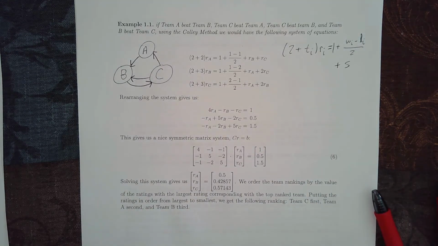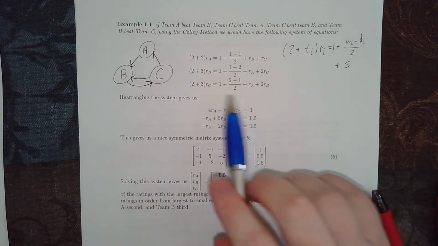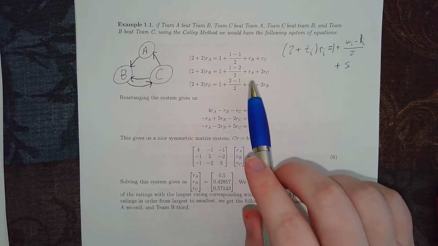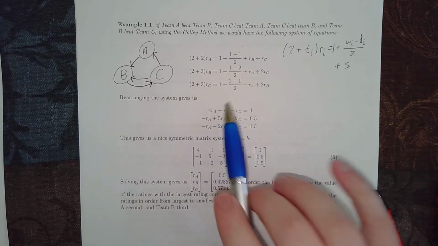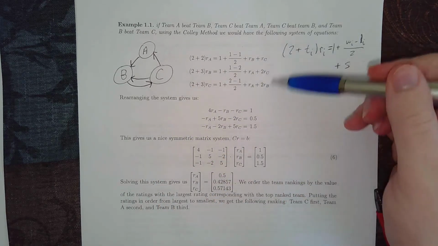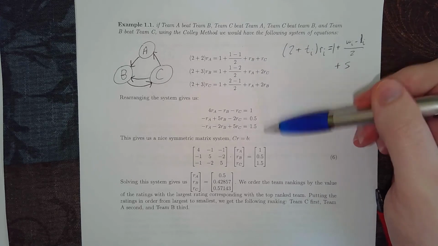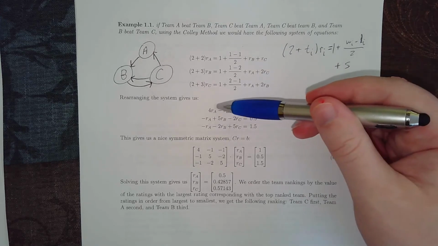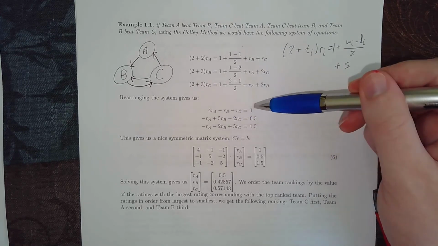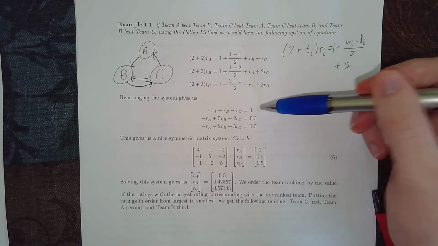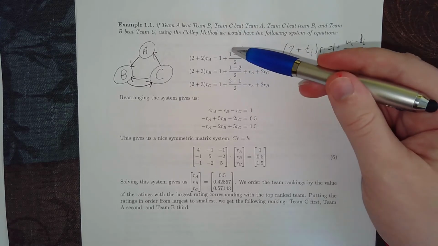Now remember that when we have a system of equations, we like to have all of our variables, our unknowns, on the left, and our constant terms on the right. So we can rewrite these 3 equations as such. So we get, for the first one, 4RA minus RB minus RC equals 1. And so it's 1 because we had 1 plus 1 minus 1 over 2.